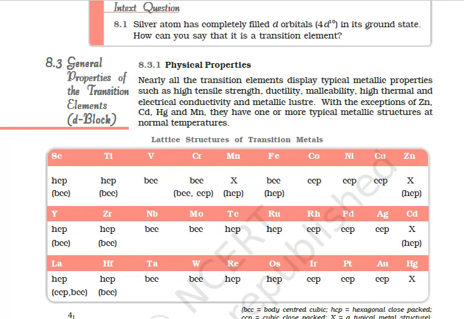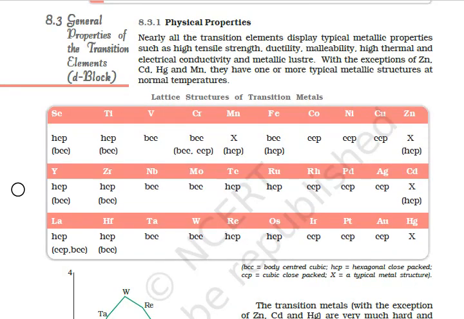Now let's see which kind of lattice structure they form. Scandium forms HCP, which is hexagonal close packing. Yttrium also forms hexagonal close packing, and lanthanum too. But they can also exhibit body centered cubic. Next, hexagonal close packing is also seen in titanium, zirconium, and hafnium.